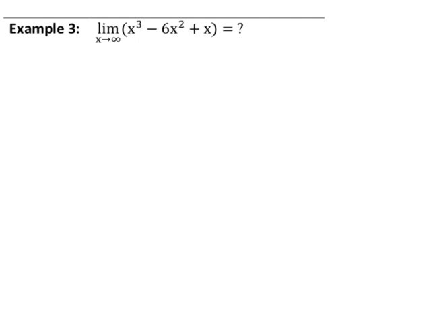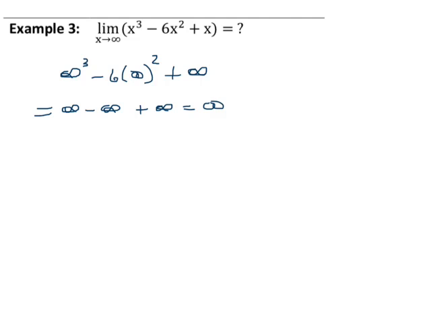Now we're going to look at an example involving a polynomial and a limit at infinity. In this example, the limit as x goes to infinity of x cubed minus 6x squared plus x is what we're taking a look at. Let's go ahead and try to plug in infinity again. So we have infinity cubed minus 6 times infinity squared plus infinity. Well, this certainly looks like we've got infinity minus infinity plus infinity, which equals, you guessed it, infinity.